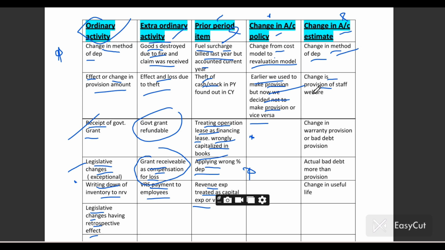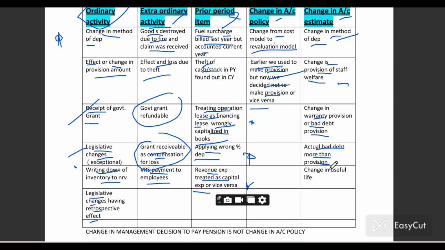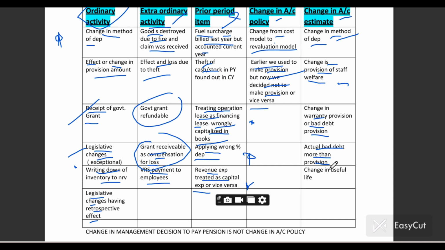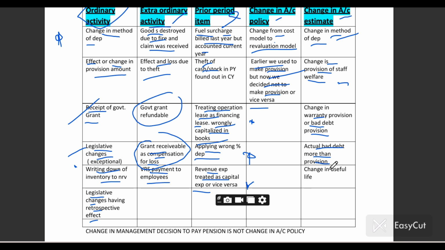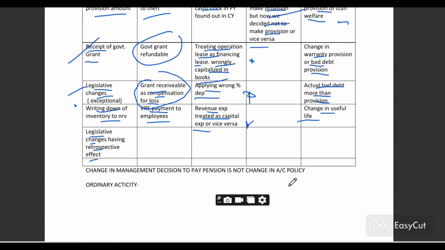Change in provision for staff welfare is also a change in accounting estimate. But if you are introducing something new, it will not be covered by AS5. Change in warranty provision or provision for bad debt is also a change in accounting estimate. If our actual bad debt is more than the provision made for bad debt, it is a change in accounting estimate, because we had made incorrect provisions. Also, if there is any change in useful life of an asset.